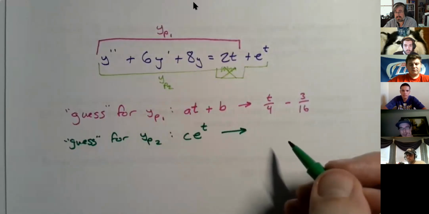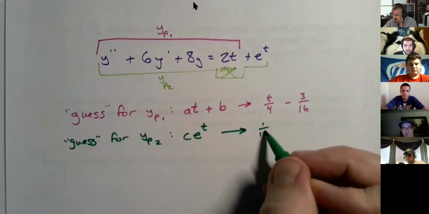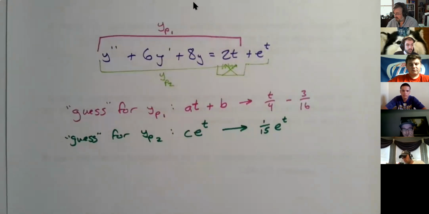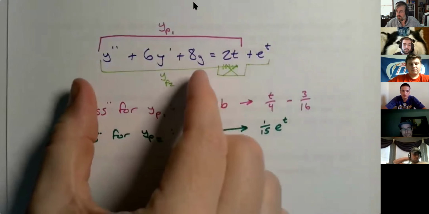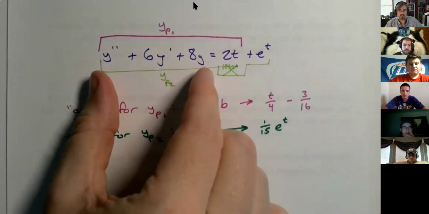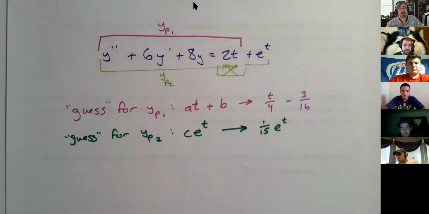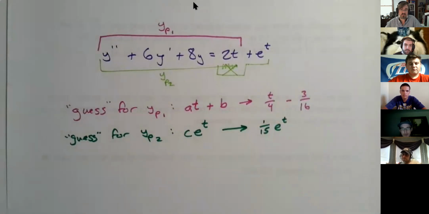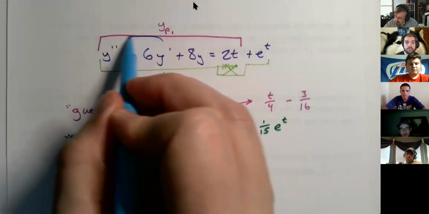E to the t divided by 15. Okay, so 1/15, yeah. e to the t. So what I'm suggesting is, if we're correct, then the homogeneous part of the differential equation comes from this side, which doesn't change no matter what. But the steady state part, not the natural response, but the steady state response is the sum of this and this.